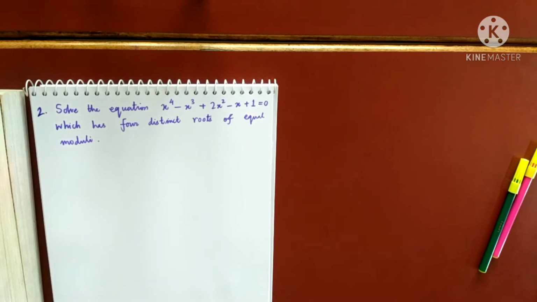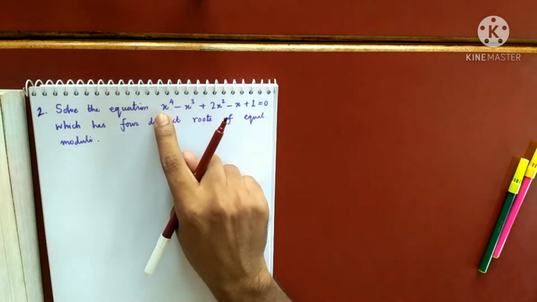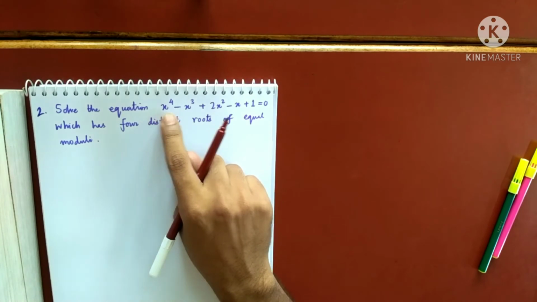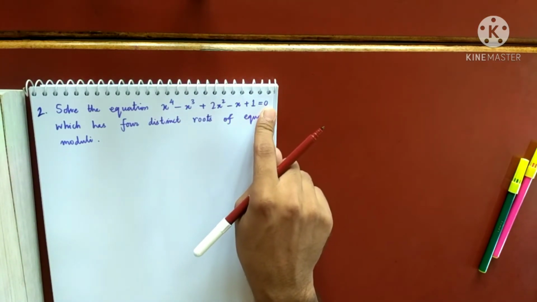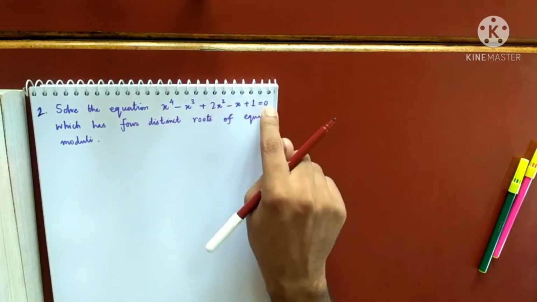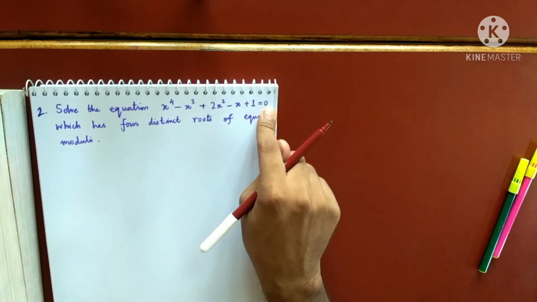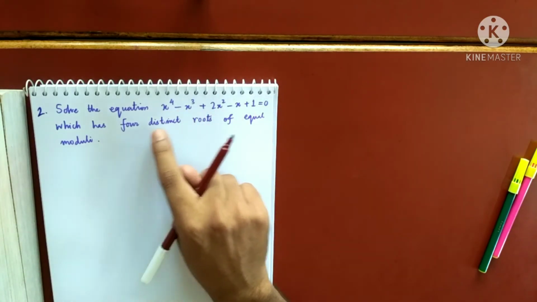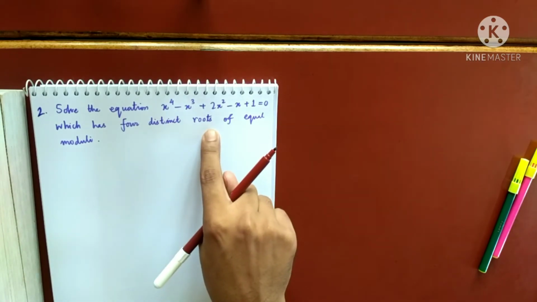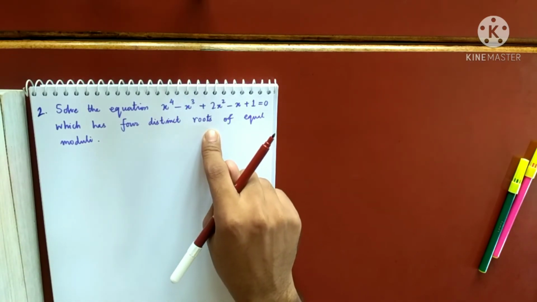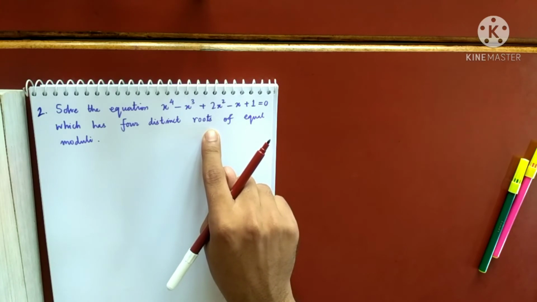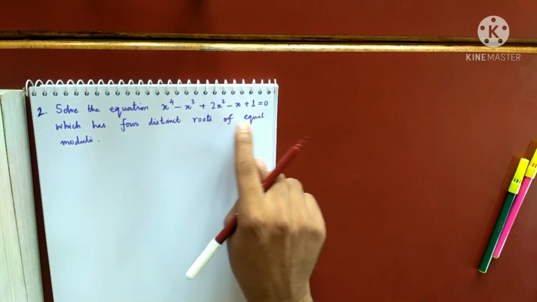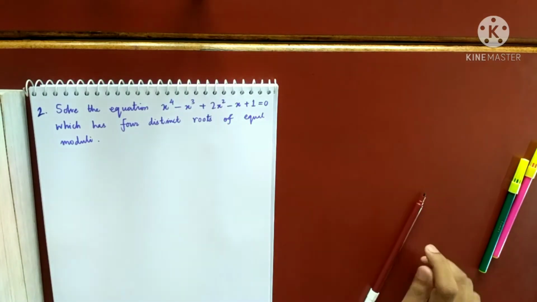They have asked us to solve an algebraic equation of degree 4. So we have to solve this equation, and they have given a condition. This equation has 4 distinct roots. So all the 4 roots are different, but one thing they have said, of equal moduli. So their modulus value is the same.